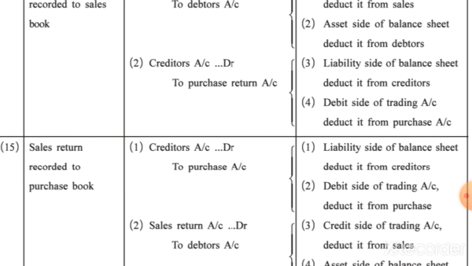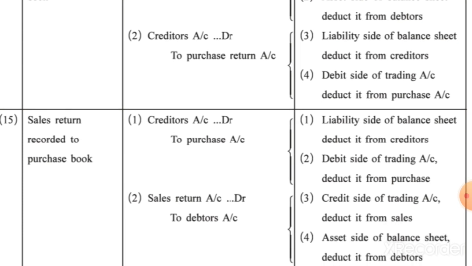Okay, so you can see the two adjustment effects, that is liability side of balance sheet you will deduct it from creditors, and the second effect, that is trading account debit side, you will subtract from purchase also. Now the correct effect, that is sales return to debtors account. So sales return, that would be subtracted from the sales on the credit side of trading account, and the second effect, that would be asset side of balance sheet, you will deduct it from debtors. Okay, so this type of adjustment you will be having four effects to be given. Two effects for the wrong effect to rectify that mistake, and two effects for giving the correct effect.